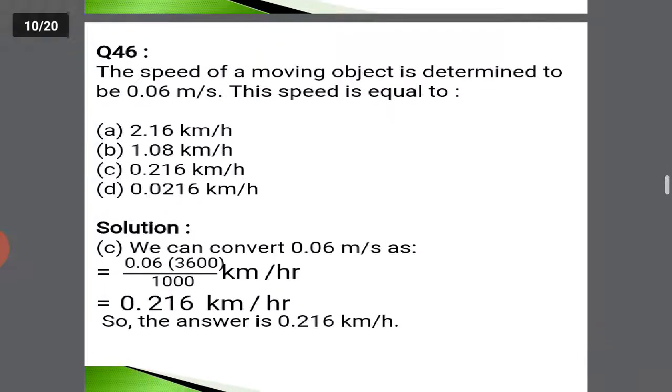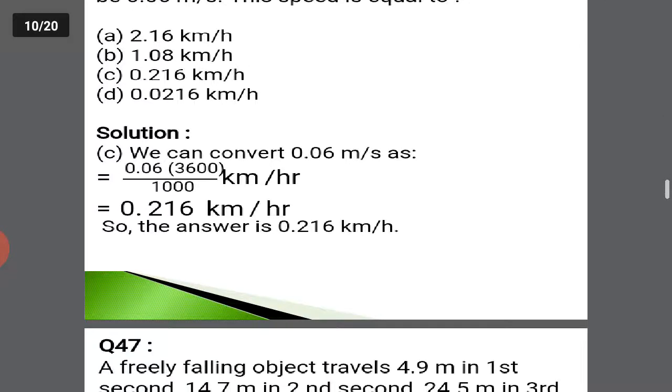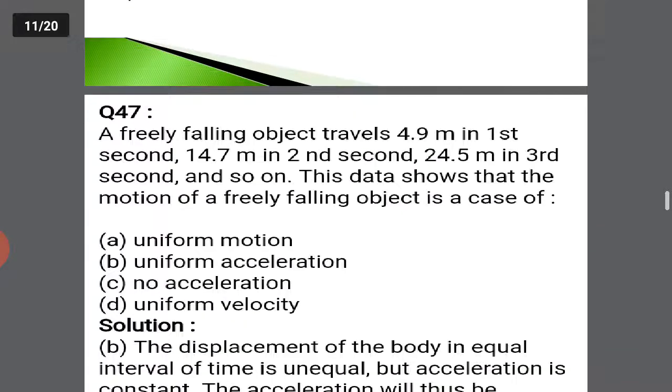Okay, got it? So it is 2r. Okay, and the speed of a moving object is determined to be this one. This speed is equal to, you need to convert it into kilometer per hour. Do the calculations. Okay, put all the values, then we will solve it out. Then option C will be the right answer. It is 0.216 kilometer per hour.